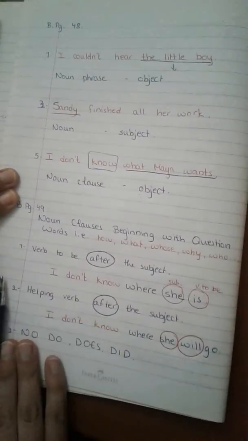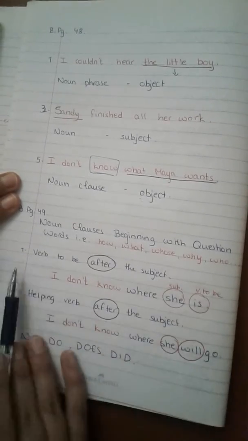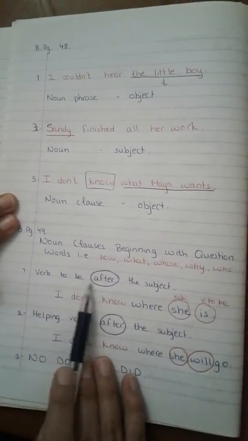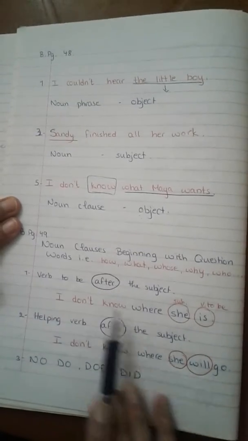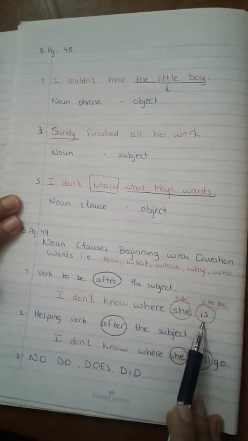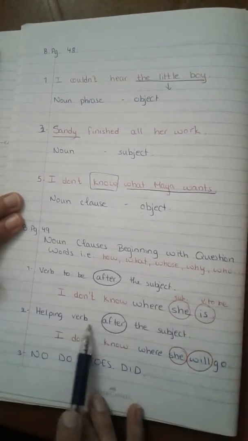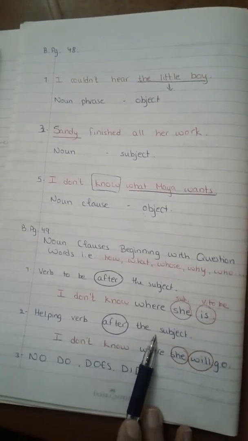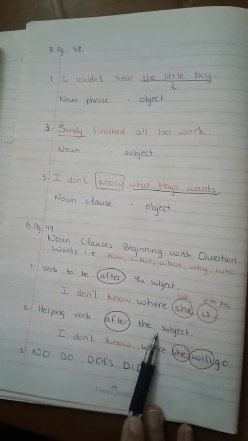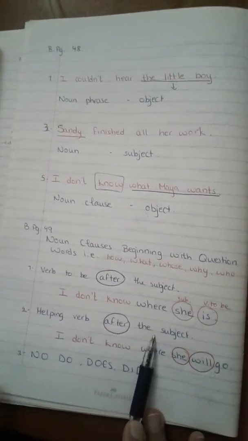beginning with the question words, for example how, what, where, whose, why, you put the verb to be after the subject. I don't know where she is. She is the subject, is the verb to be. It comes after the subject. Helping verb is also considered after the subject, which is the opposite of forming a question. They were all before the subject when you formed the questions.